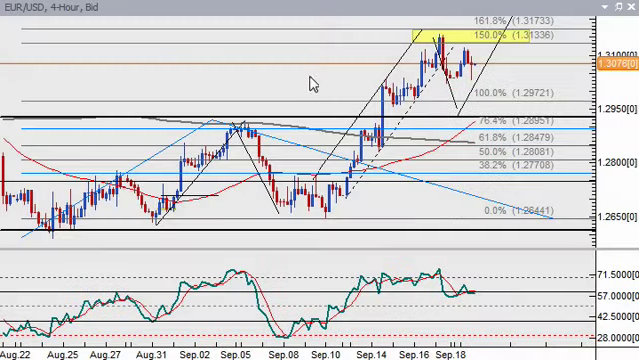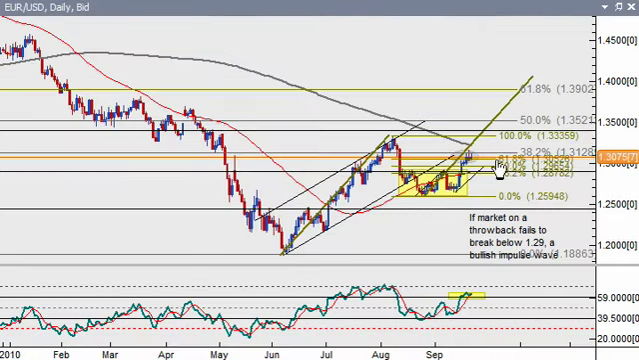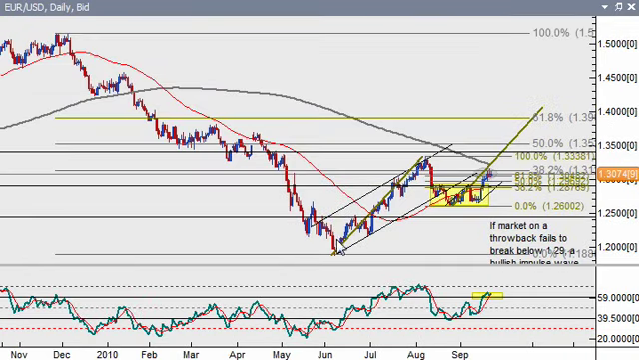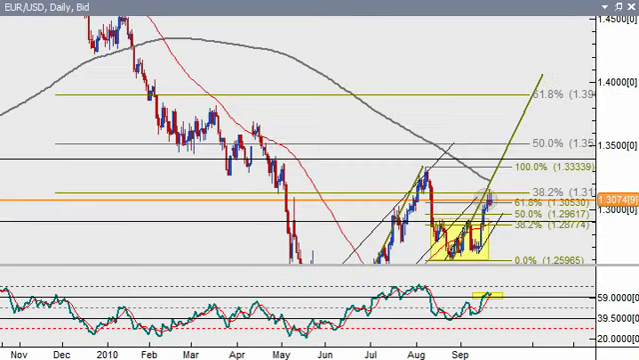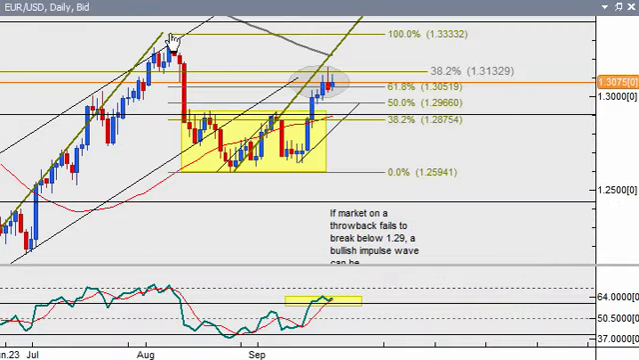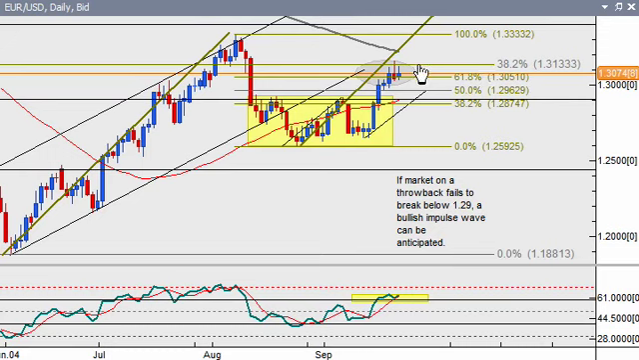Starting with the euro dollar, here's the 4-hour time frame. We see that the market has extended this first swing into the second swing, and it's reached 150% expansion at about 1.30, 1.40 area. This is also, when we look at the daily time frame, 38.2% retracement of this entire swing, and also 61.8% retracement of this swing. So there's some resistance there, and the market is struggling to break up above that.